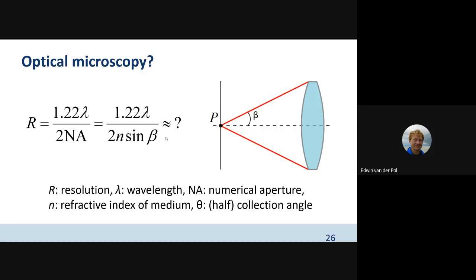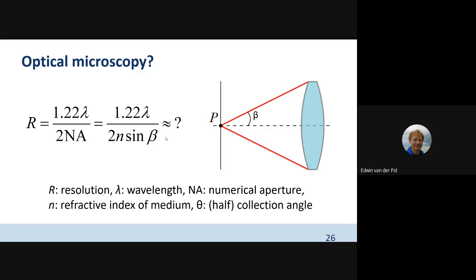But more advanced microscope objectives don't work in air, but in water or even oil, which has a higher refractive index than water. And then you can achieve some higher values of beta. But let's say the NA is at maximum 1, and sometimes even 1.2 for a water immersed objective. Then I come to an R which is slightly lower than 1 micrometer. So let's say 1.22 times 400 nanometers divided by 2 gives you roughly 400 nanometers, right? So that's the absolute limit of optical microscopy.